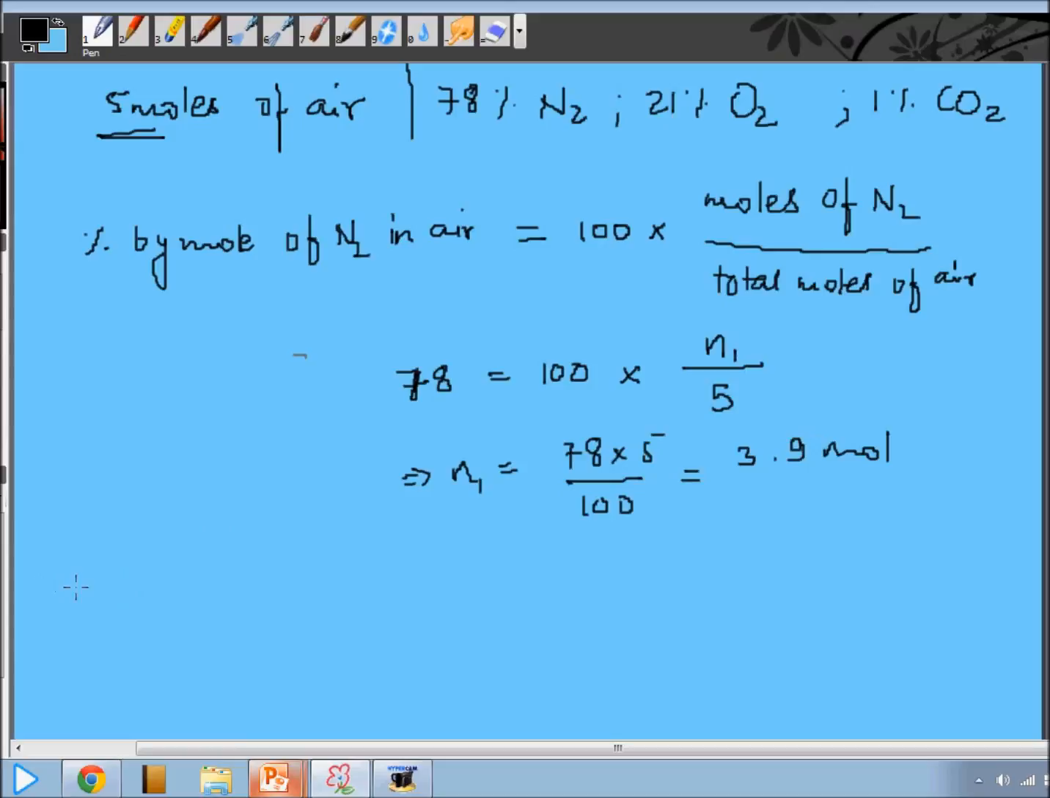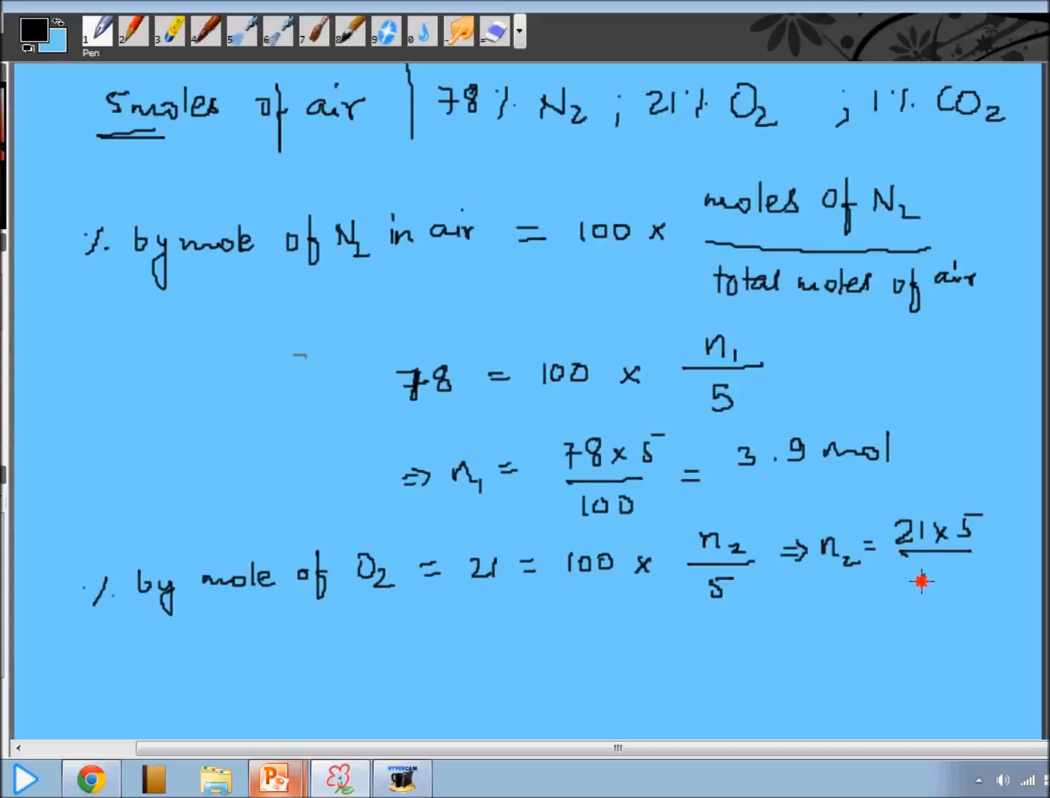Similarly, you can calculate percentage by mole of oxygen. So percentage by mole of oxygen in your air sample is 21%. So this is equal to 100 multiplied with moles of oxygen, let's call it N2, divided by total moles of air, which is 5. So this gives me N2 is equal to 21 multiplied by 5 divided by 100.